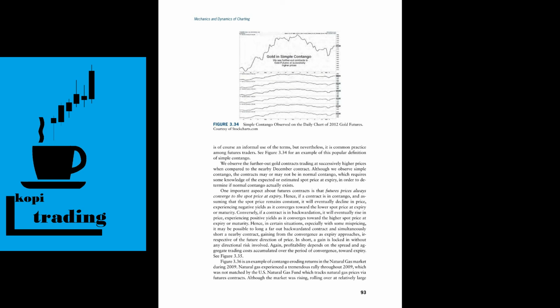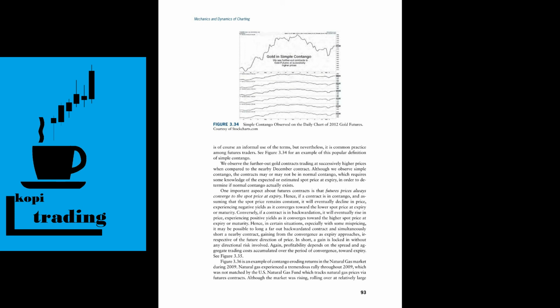One important aspect about futures contracts is that futures prices always converge to the spot price at expiry. Hence, if a contract is in contango and we assume that the spot price remains constant, it will eventually decline in price, experiencing negative yields as it converges toward the lower spot price at expiry or maturity. Conversely, if a contract is in backwardation, it will eventually rise in price, experiencing positive yields as it converges toward the higher spot price at expiry or maturity.